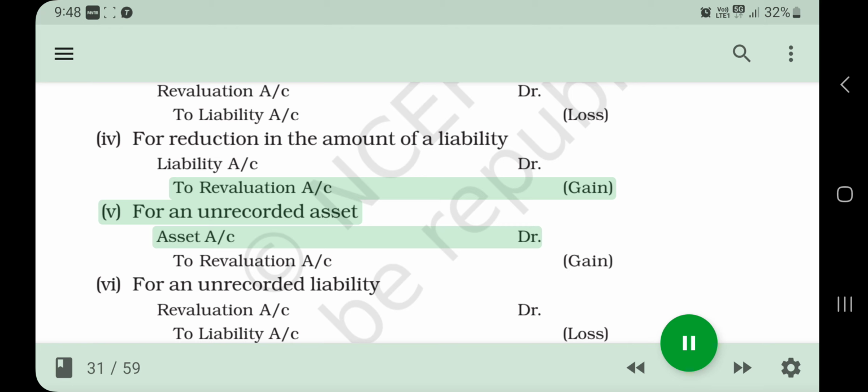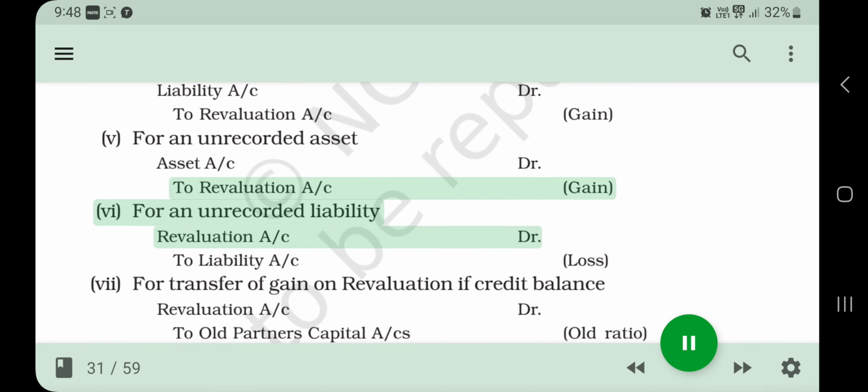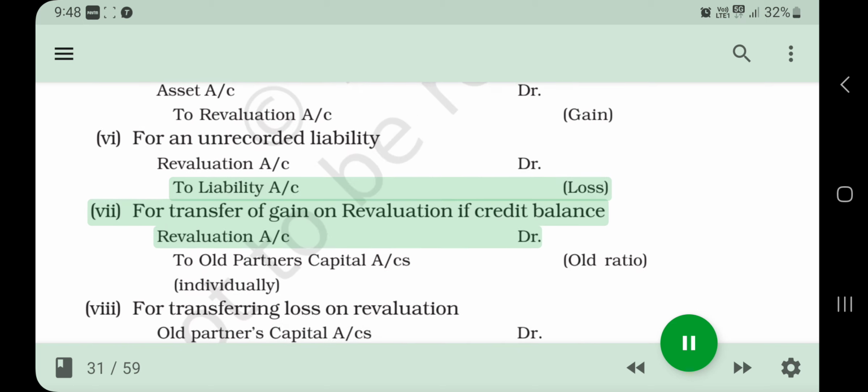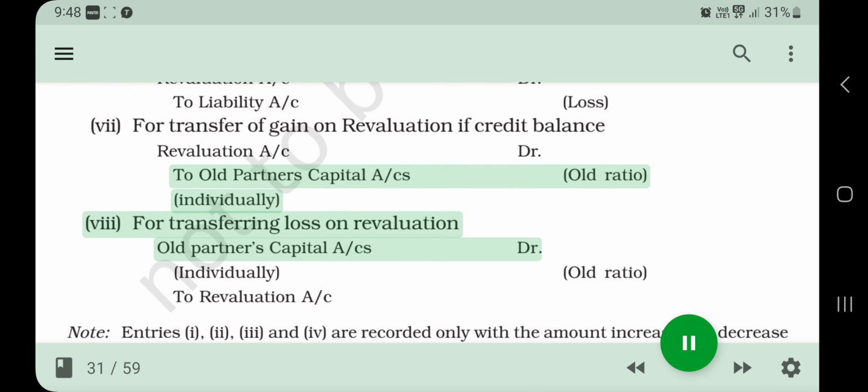V. For an unrecorded asset: Asset A/c Dr. To Revaluation A/c (gain). VI. For an unrecorded liability: Revaluation A/c Dr. To Liability A/c (loss). VII. For transfer of gain on revaluation, if credit balance: Revaluation A/c Dr. To Old Partners' Capital A/cs (old ratio, individually). VIII. For transferring loss on revaluation: Old Partners' Capital A/cs Dr.